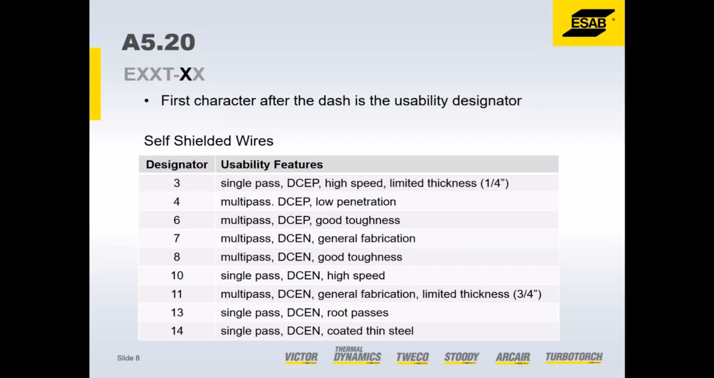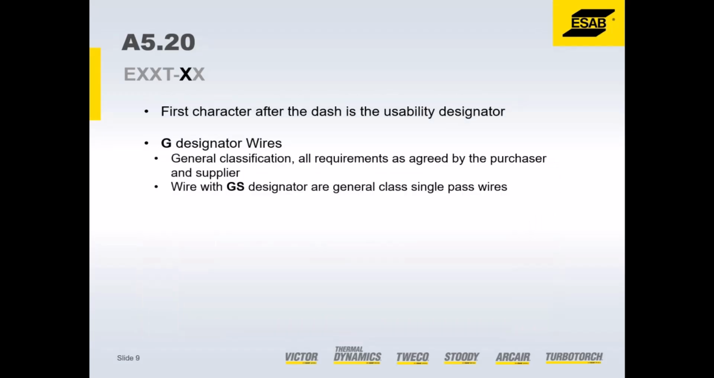So how is the penetration? Is it good for higher speeds? Is it good for thinner materials or root passes? Those designators will be after that dash. And then the usability designator, G, again, general classification. It's going to be as agreed upon.